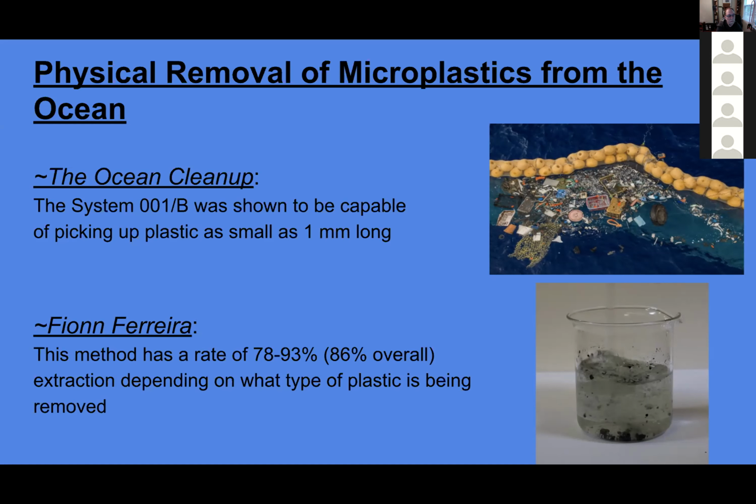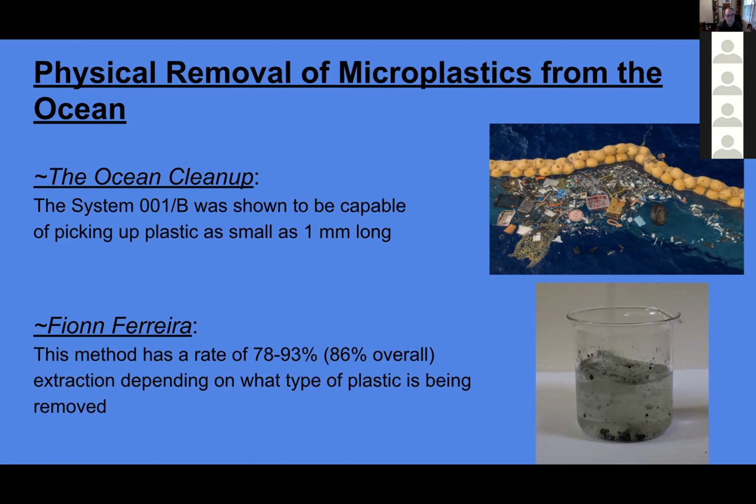And a second innovation that's happened recently comes from an 18-year-old kid from Ireland named Fionn Ferreira. And he actually won the 2019 Google Science Fair for this innovation. And basically what this is, he uses oil and magnetite to remove microplastic from water. So plastic is nonpolar, same with oil. So from chemistry, we know that nonpolar things like to stick to other nonpolar things.